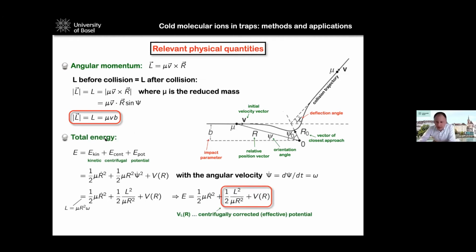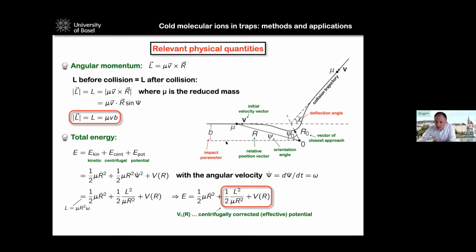So the other salient quantity is, of course, the total energy in this whole problem. And of course, we have kinetic energy. Then we have potential energy. This is the energy that comes from the interaction between the two particles, the interaction potential. So that is nothing surprising. What may be not so obvious in the first place is that we also have a third component, and that is the centrifugal energy. And the centrifugal energy, well, this is the energy that is associated with a rotational motion.